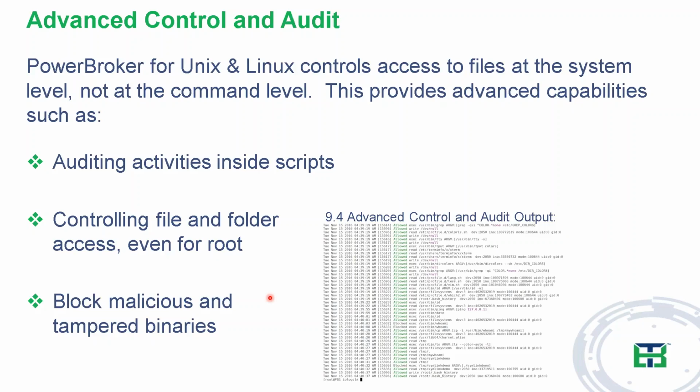We can also control things like file and folder access. Even when you give someone the most highly privileged account of root, we can still control what they're actually able to do, even if the native file system permissions allow them to do things. This also allows you to stop tampered binaries. You could rename a binary, you could symlink to a binary, that sort of stuff. All of those are completely locked down with our policy and controlled.